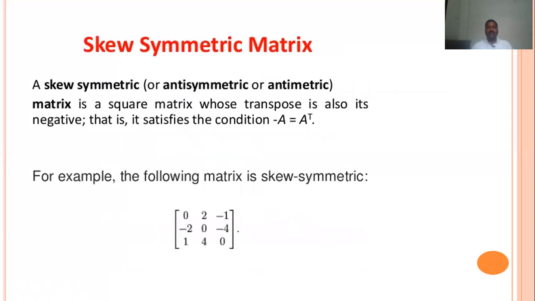Here is an example of a skew symmetric matrix: 0, 2, minus 1, minus 2, 0, minus 4, 1, 4, 0. It's very simple to verify. You transpose it and take a negative sign, then we can easily see that A equals minus A transpose.